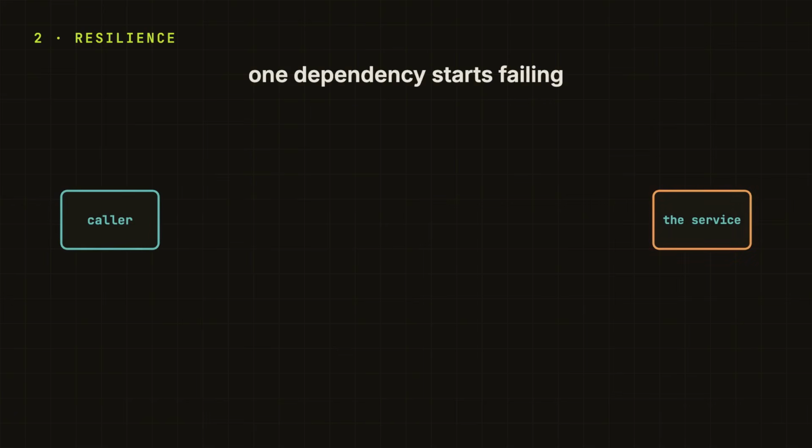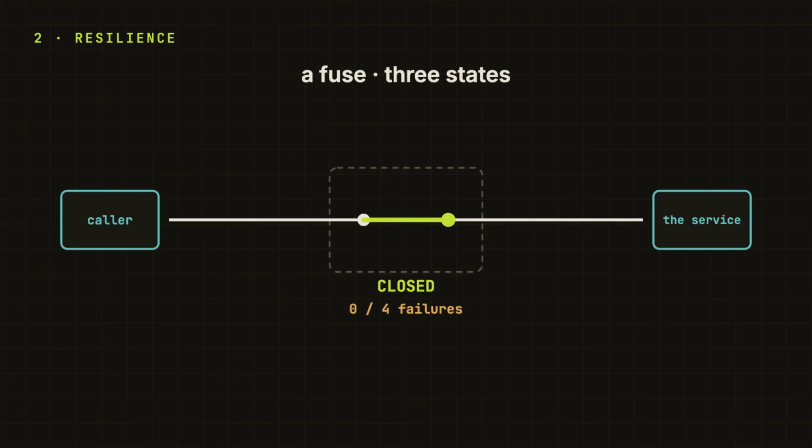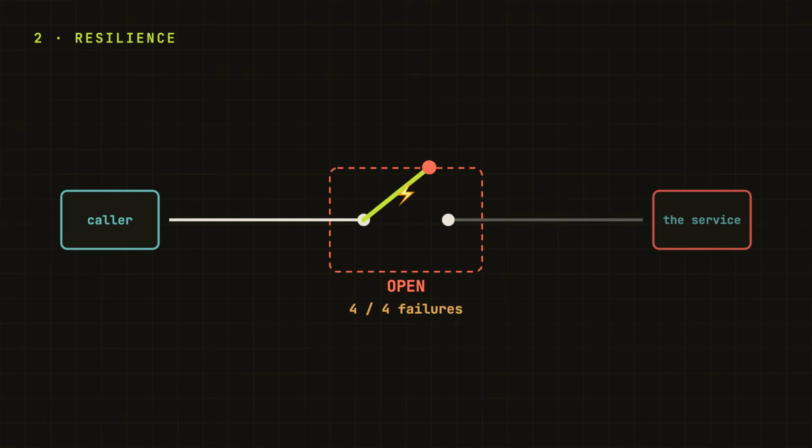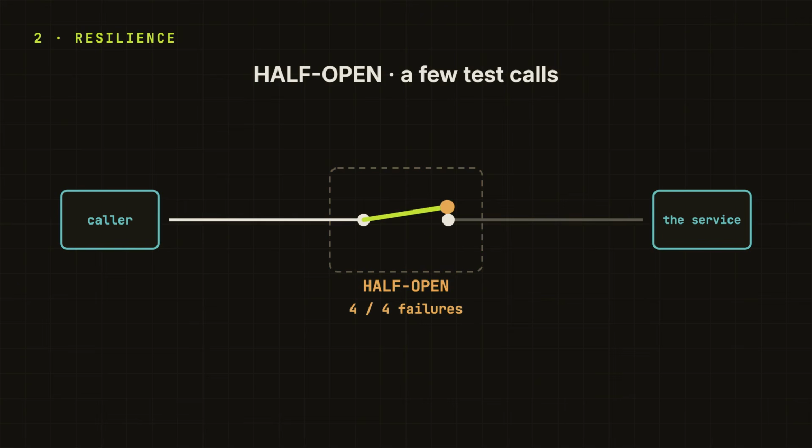Imagine one service your store depends on becomes very slow or starts failing. If you keep calling it, your requests pile up waiting and your service goes down as well. The failure spreads. A circuit breaker prevents that. It works exactly like an electrical fuse with three states. Normally it is closed, calls flow through. But if it sees too many failures, it trips to open. And now it stops calling that service entirely and fails fast, giving the sick service room to recover. And after a while, it goes half open. It lets a few test calls through, and if they succeed, it closes again.